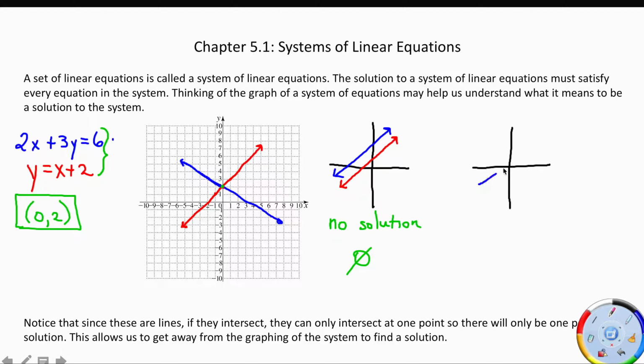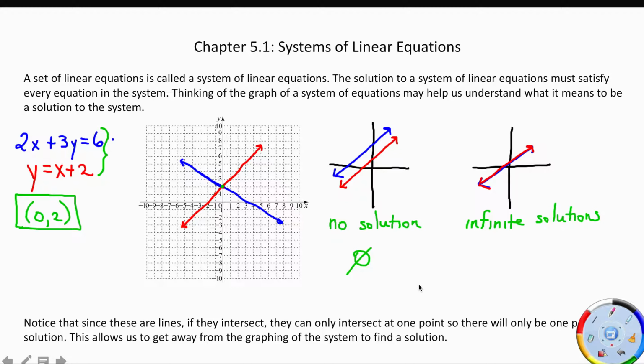Or, when I graph my lines, I could find out that they're actually the same line, which means there's an infinite number of solutions to the system. Any combination of x, y values would satisfy the system. And we'll talk about how to leave our answers for that as we get to it.